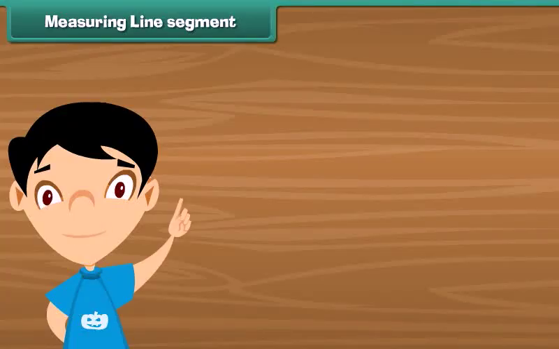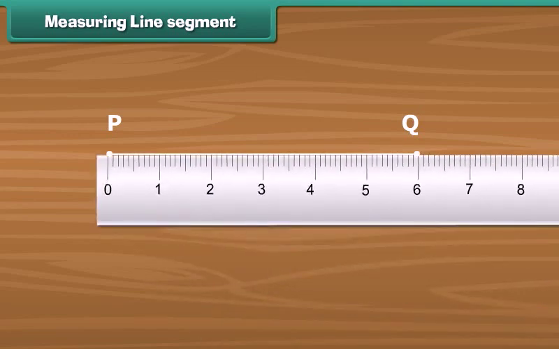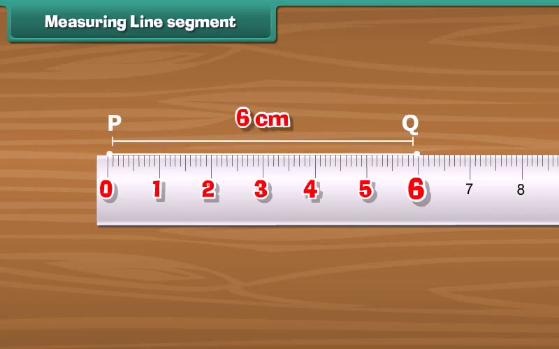Measuring line segment. Let us measure a line segment with the help of a centimeter scale. Draw a line segment with its endpoints as P and Q. Place the zero end of the scale exactly below point P. See where point Q lies on the scale. Q lies on number 6. Between the numbers 0 and 6, there are 6 centimeters. It means the length of the line segment PQ is 6 centimeters.